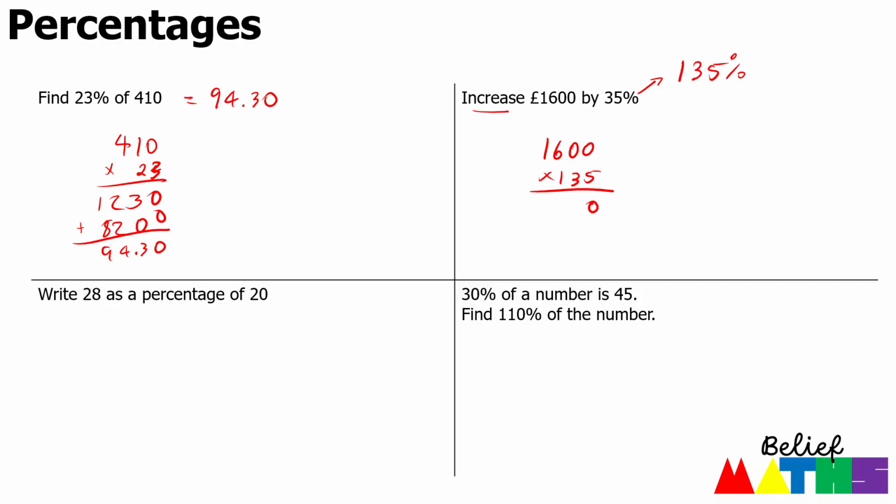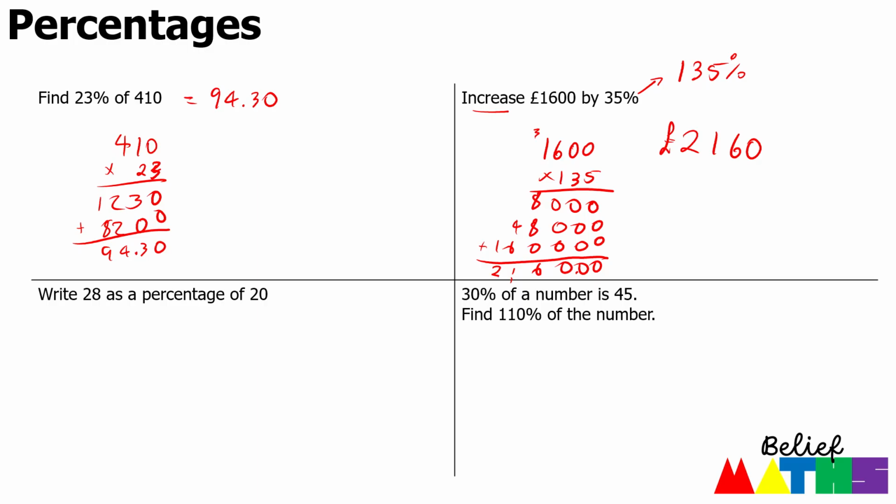So that gives you 0, 0, 0, carry your 3, that's 8, and then keep multiplying, and then your final answer, when you add all those together, you get 0, 0, 0, 6 carry 1, 1 carry 1 is 2. Again, dividing by 100 gives you an answer of £2,160, which makes sense because we've increased from 1,600, we would expect it to be bigger.